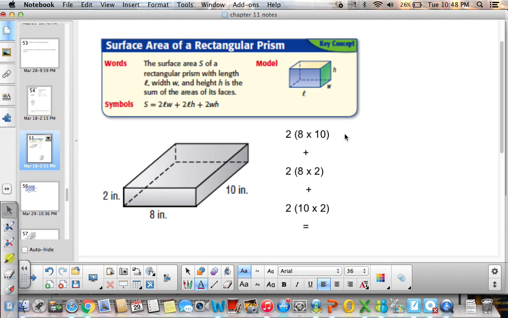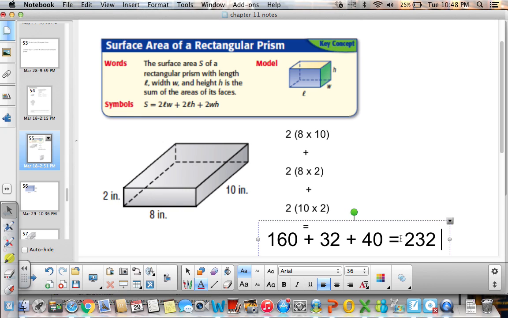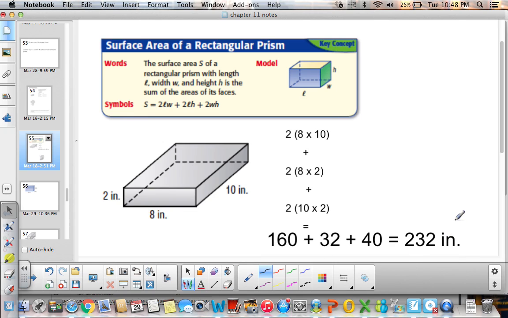So we have 8 times 10 is 80 times 2 equals 160, plus 8 times 2 is 16 times 2, so 32, plus 10 times 2 is 20, times 2 is 40, and then we add that together. 160 plus 40 is 200, plus 32 is 230 inches, and then it's squared because it is finding the area.